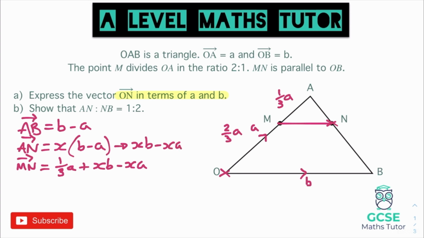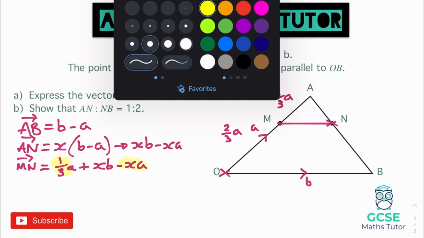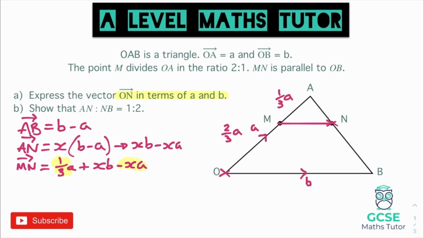Now we need to just have a look at this, look at those A pieces. We've got 1/3 A minus xa. Now obviously in order to eliminate the A's there, that means that x has to be 1/3. So x will have to be 1/3, and that allows us to put our x in, so M to N is going to be 1/3 B. Obviously the A's there have just cancelled each other out.